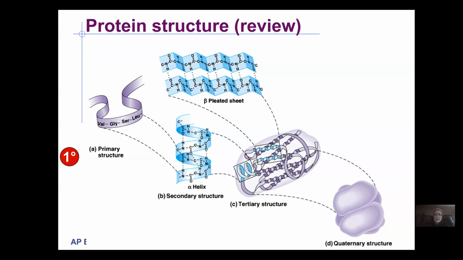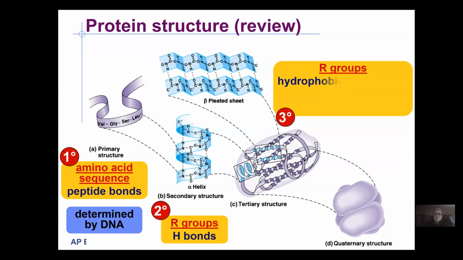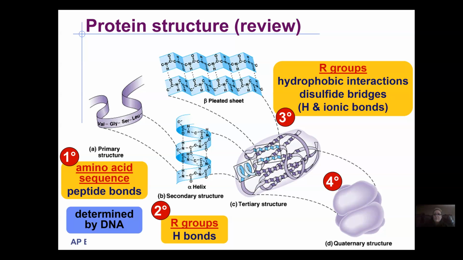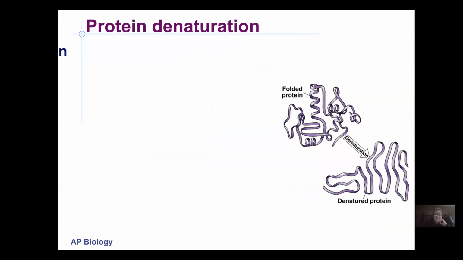So primary structure, you have your chain of amino acids. Secondary structure, you've got some local folding that happens based on the R groups. Tertiary structure is when it folds on itself, and the hydrophobic goes inside, the hydrophilic stays on the outside. We're going to form some bonds there. And then our quaternary structure is when we have multiple polypeptides working together.